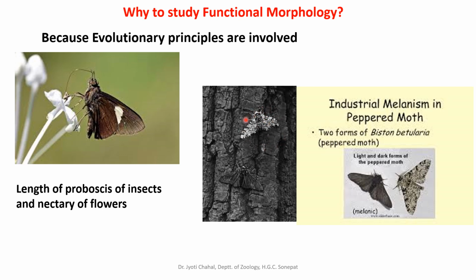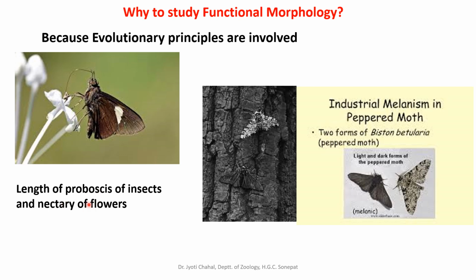So according to Darwin's principle, this black moth will be the fittest in the case of industrial melanism. Okay, so it will survive. So that is the benefit of functional morphology, and that is an evolutionary process, how these black moths have increased their population, how they have evolved. So evolutionary principles are involved, and they can be better explained if you study the functional morphology, because this morphology of the moth has led to its evolution. Its black color is responsible for its survival.